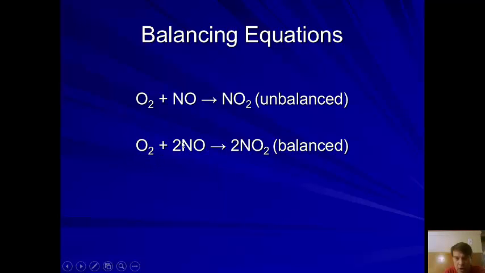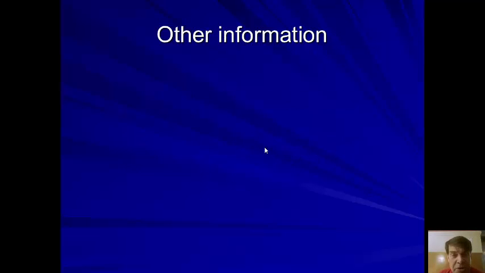2 plus 2 is 4. Do I have 4 oxygens here? Yes, I do. 2 times 2 is 4. So, ding! I've got a balanced equation. I have 4 oxygens on the front, and 4 oxygens on the end. I have 2 nitrogens on the front. I have 2 nitrogens on the end. There is peace in the force. Everything's good. Okay? So, here's some other information in this section.